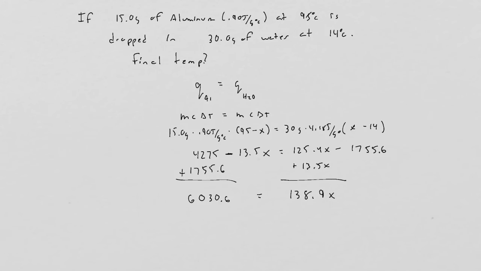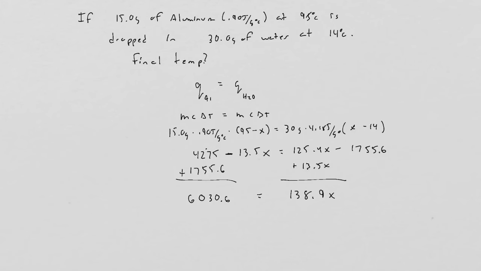Alright, so what I did was I distributed everything. So 15 times 0.90 times 95 gives you this number here, 4275. I'm sorry. Uh-oh, teacher made a mistake. Stop. Never mind, teacher didn't make a mistake. So 15 times 0.90 times 95 is 4275. 15 times 0.90 is 13.5, etc., and distributed here as well.